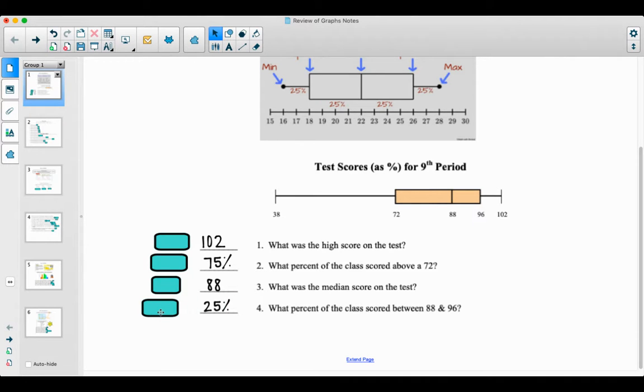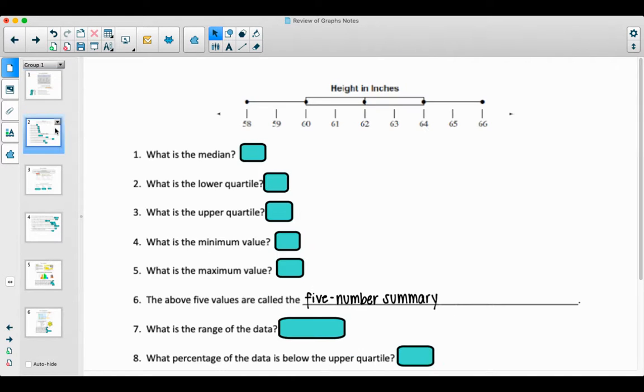So we're going to do another page of examples, which I'm going to have you try on your own, and we'll check as we go along. In this next set of examples, we have height in inches. Here we have that minimum value of 58, the lower quartile at 60, the median at 62, the upper quartile at 64, and that max value at 66.